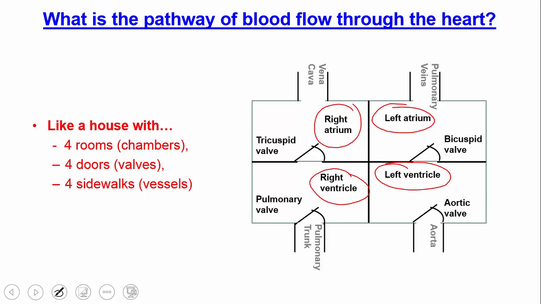If we want to say, okay, how is blood going here? Well, it has to go through doors, right, to get from one room to the other room. So again, we have our tricuspid valve. And then we have our pulmonary semilunar valve. We have our bicuspid, or our mitral valve, it's called. And then we have our aortic semilunar valve. Those there are the 4 doors. And then you can see the 4 hallways, or the 4 sidewalks as well. The vena cava, the pulmonary trunk, the pulmonary vein, and then the aorta.